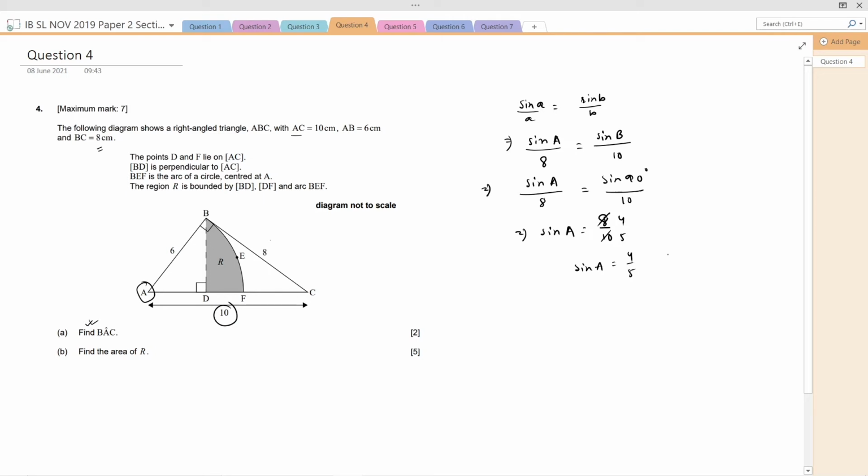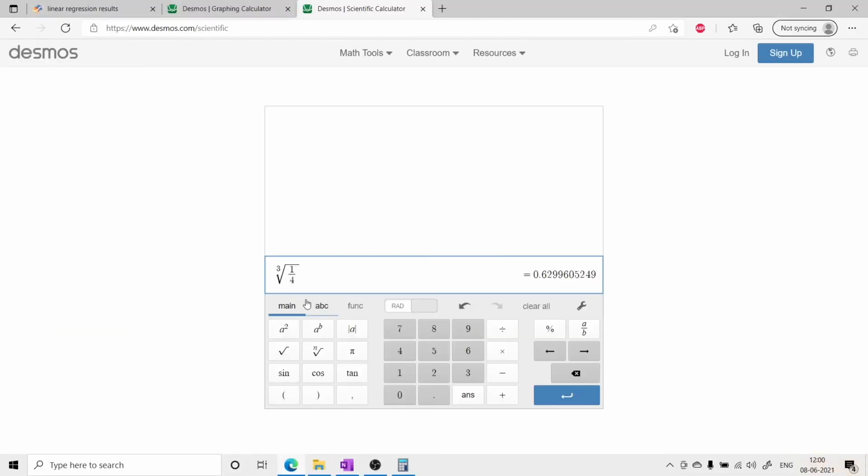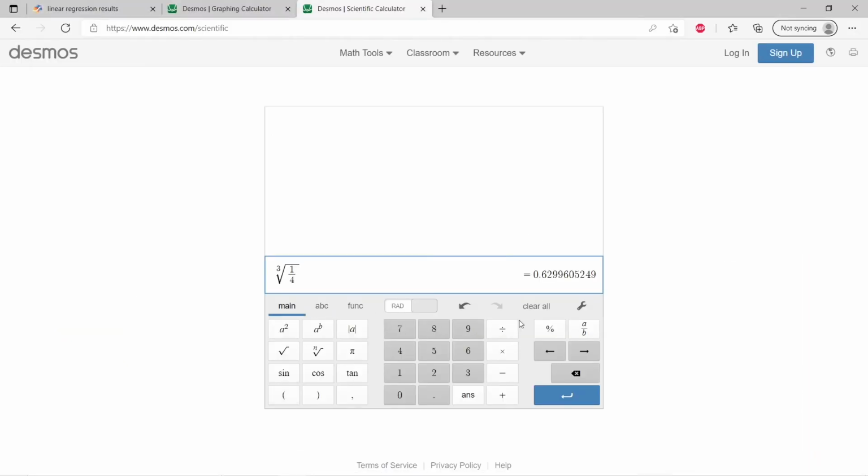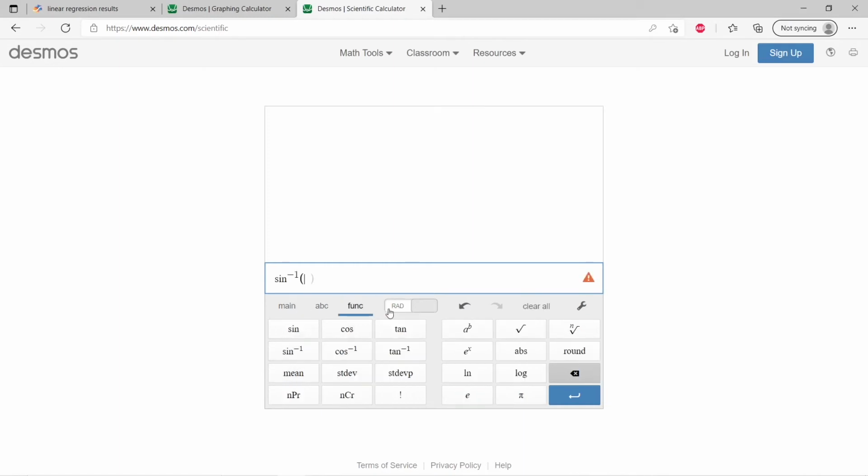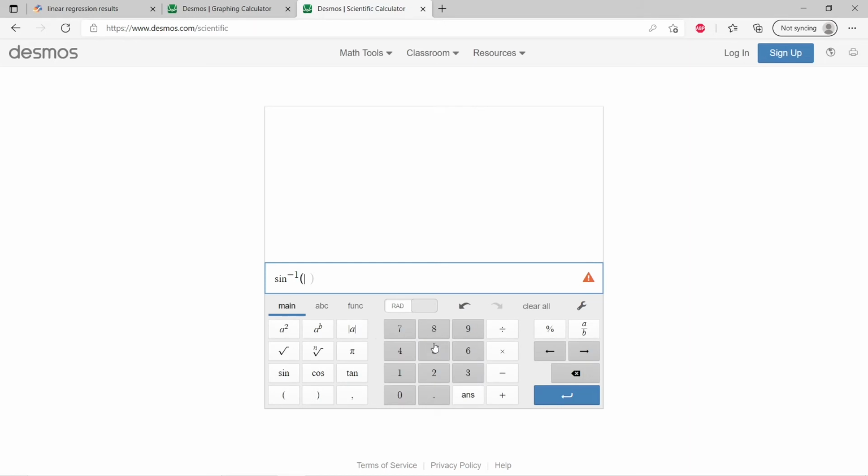Now you have to find out A. If sine A is 4 by 5, then angle A will be sine inverse of 4 by 5, simple inverse. Now as you have the option to use the calculator, use the calculator and find out the value. First we will clear everything, then for the function we will take sine inverse, and we have the value 4 by 5, so 4 divided by 5. You can see in radian the value is 0.927.